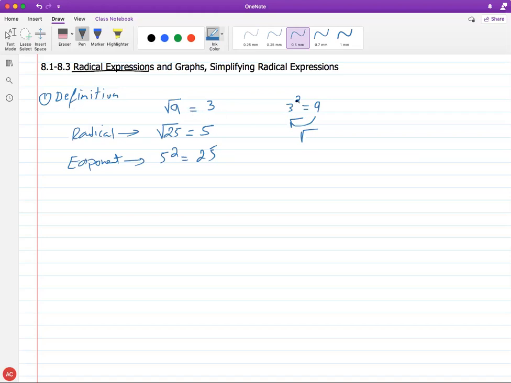And the power here becomes a little number here that we call the index. We didn't see it before, we just write it this way, but there's actually an invisible 2 there. We'll call it the index. It's basically the power here. So 3 to the second is 9, or radical 9 index 2 equals 3. So all radicals must have 3 components: an index, of course a radical symbol, and some number inside that we call the radicand. Okay, the radicand. So let's summarize that here.